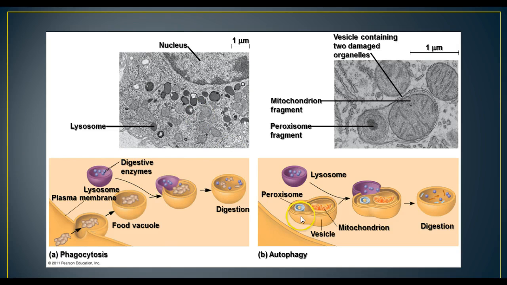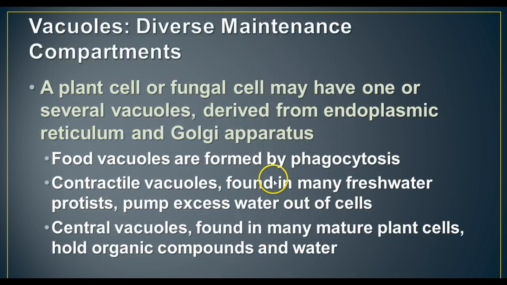A peroxisome is another type of membrane-bound organelle that can break down various molecules by converting them, producing hydrogen peroxide, which can then be easily converted to water. And the peroxisomes have a crystalline enzyme structure inside of them.